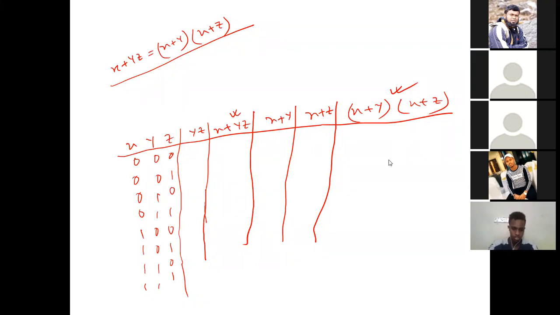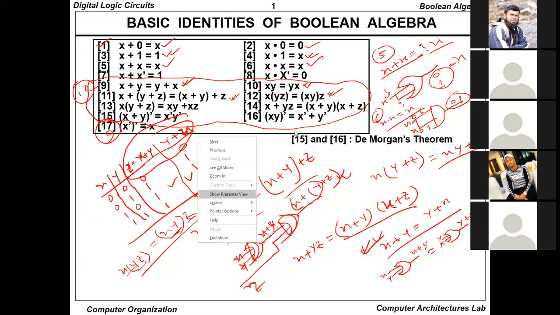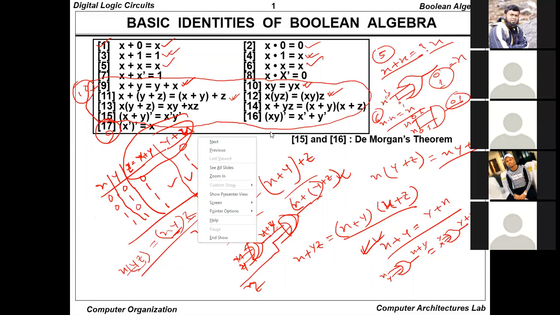So now, what is it? This formula is clear, and this is another formula. This is formula 15 and 16. These are the DeMorgan theorems. Now we are clear on DeMorgan theorem. This is Boolean algebra, 14 and 15, total 15, and these two, 15 and 16, are also Boolean algebra, but this is the DeMorgan. DeMorgan is another person who proved these two laws. Now we discuss these two laws.